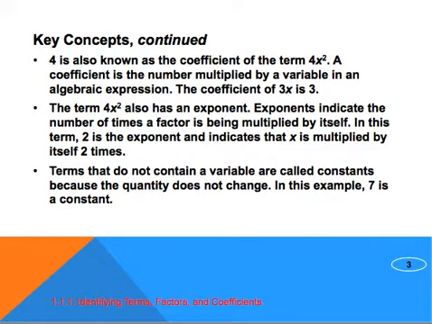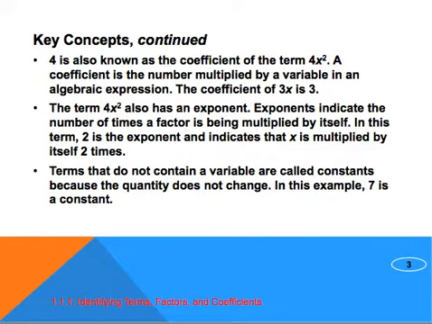The term 4x squared also has an exponent. Exponents are indicated by the number of times a factor is being multiplied by itself. In this term, 2 is the exponent, indicating that x is multiplied by itself 2 times.